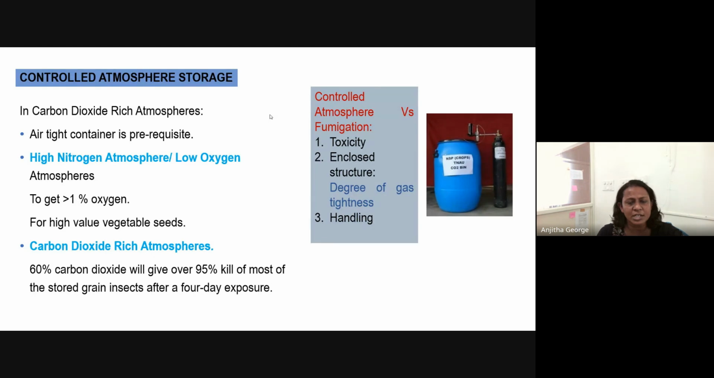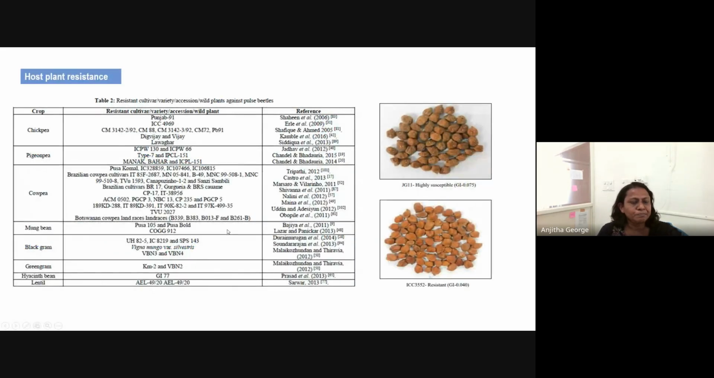Studies have been conducted at different places, in India and abroad also. In our ACRB program, we have concluded that a carbon dioxide concentration ranging between 40 to 60% can give a maximum of 95% mortality of the stored grain pests. We have tried it for rice weevil and pulse beetle also. So we can kill a maximum of 95% of the insect pest infestation using controlled atmospheric storage.